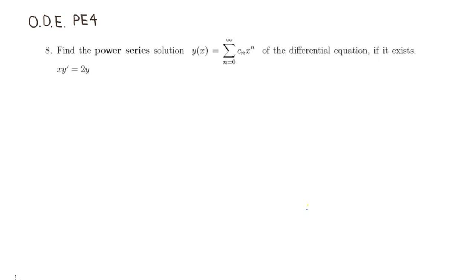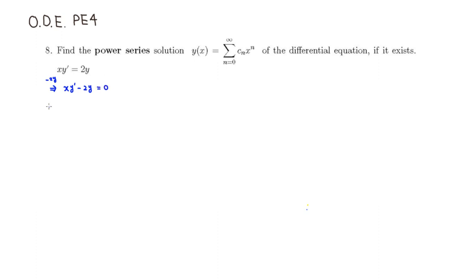All right, let's look at the ODE practice exam 4, problem number 8. We want to use the power series to solve this following differential equation. First thing is I would put all the terms on the left hand side, so I'm going to just subtract 2y to get xy' - 2y = 0.